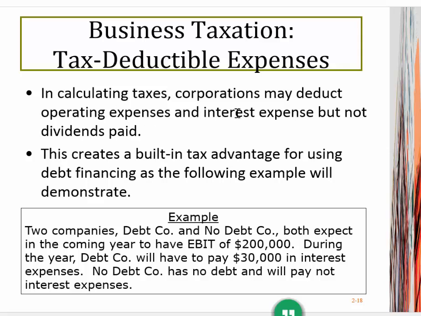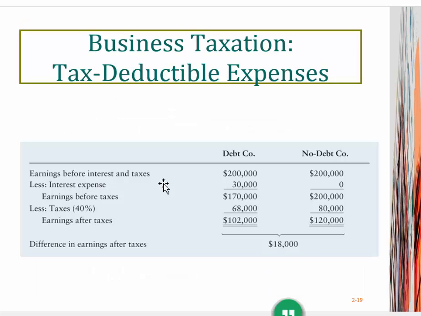So if we're calculating taxes, again, we have to subtract operating expenses and interest expenses, but dividends are not deducted. They're not tax deductible. What this does is create what's referred to as a tax advantage. Sometimes it's actually even called a tax shield. So here we have two companies, the debt company and the no debt company. The earnings before interest and taxes is the same, but that company borrows. So they have interest expense of $30,000.